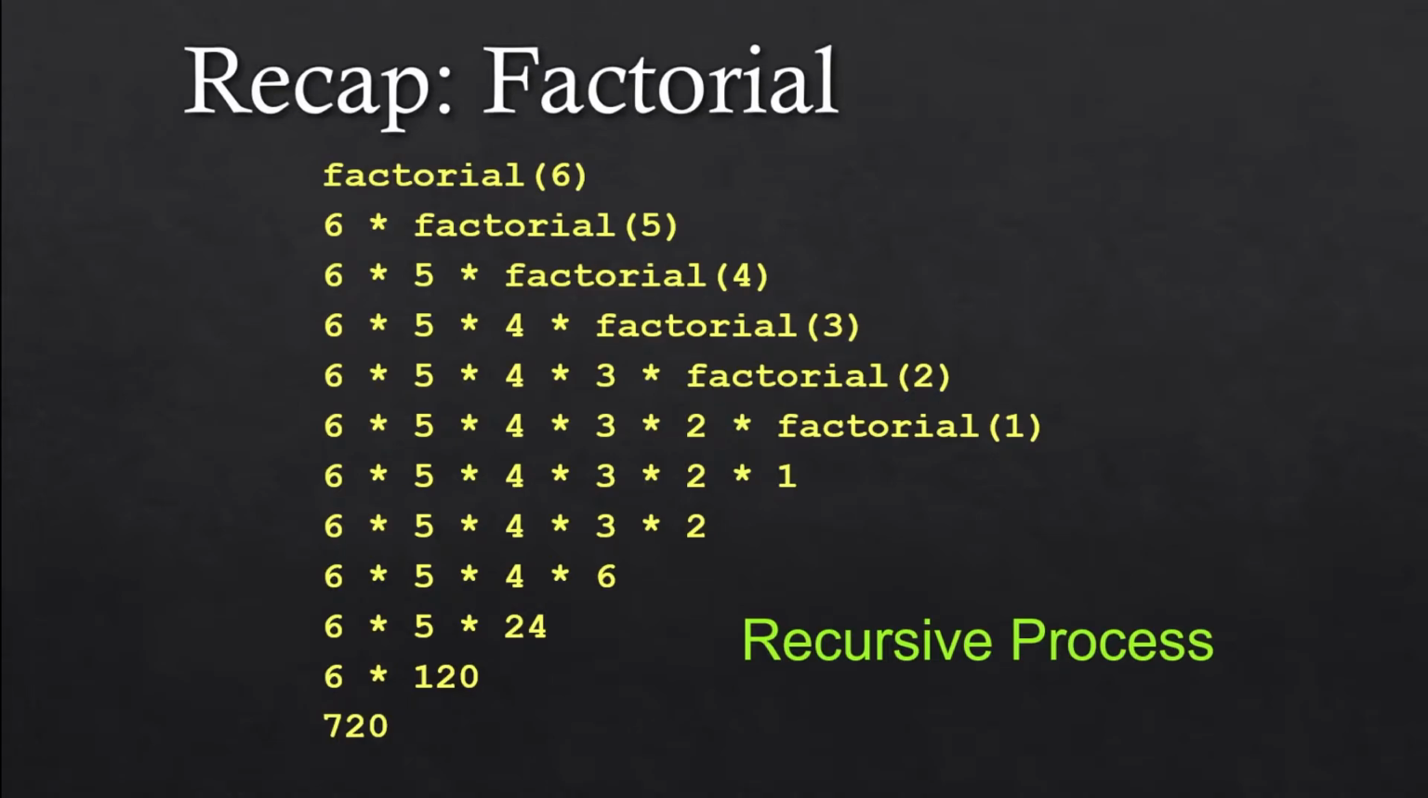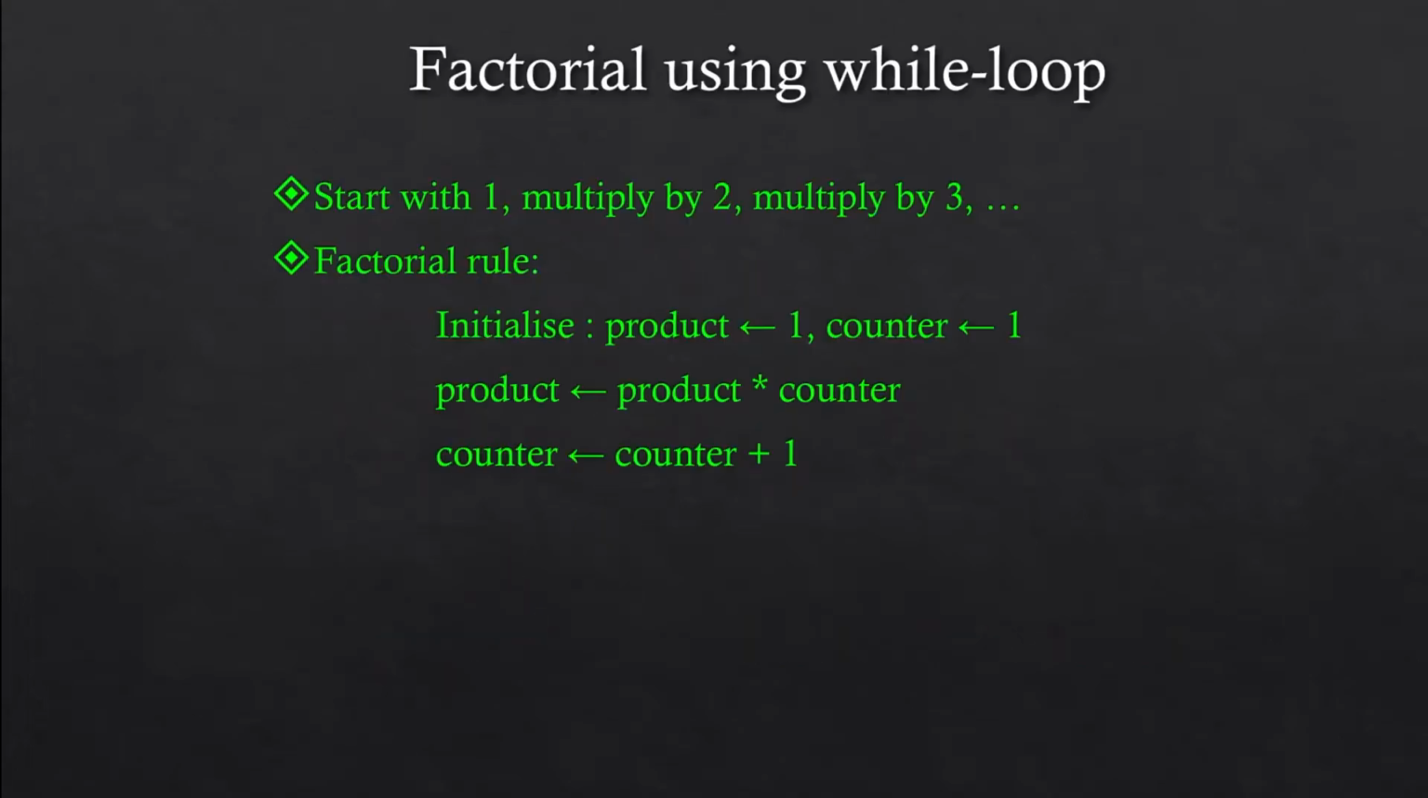This is the recursive process which some of you have struggled with over the last 2 weeks or so, but we're going to look at while loops now. The idea for using while loops for this factorial question is to start with 1, then multiply by 2, and multiply by 3, and so on and so forth. It's important to start with 1 and not with 0, because 0 multiplied by anything will still give you 0.